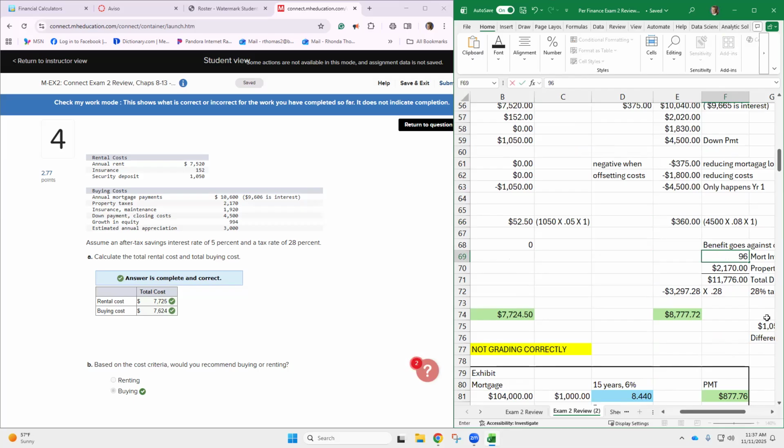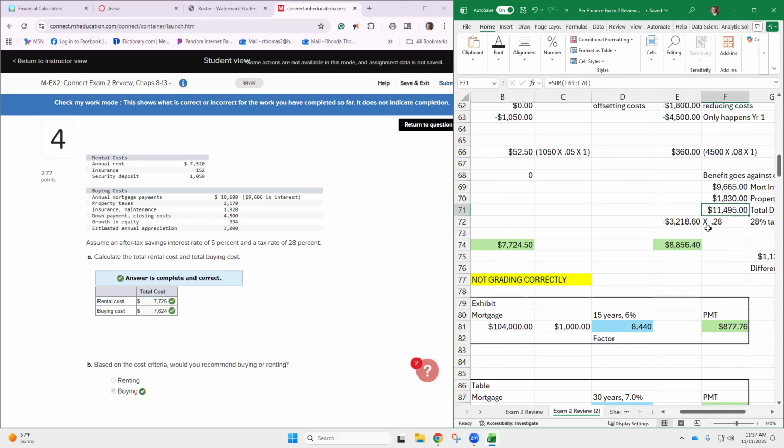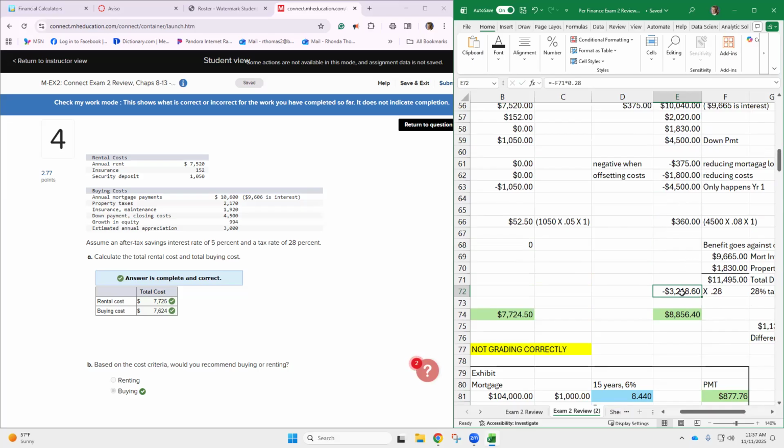Now here's probably where things are the most complicated. If you put in the amount of your interest, because you can deduct that from your taxable income, and then your property tax is 1,830. Both of those added together add up to 11,495. If we take that times 28%, I believe we will find a benefit of taxes of $3,218.60. And then that is your last piece. And that's going to be a negative because it offsets the cost.